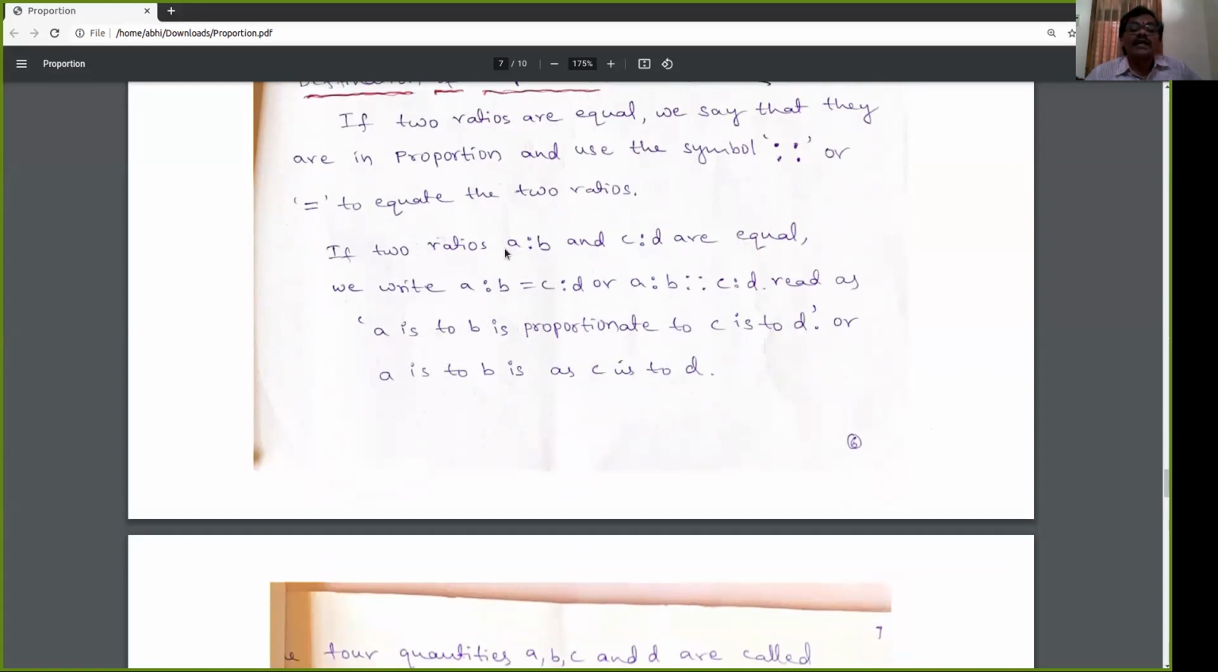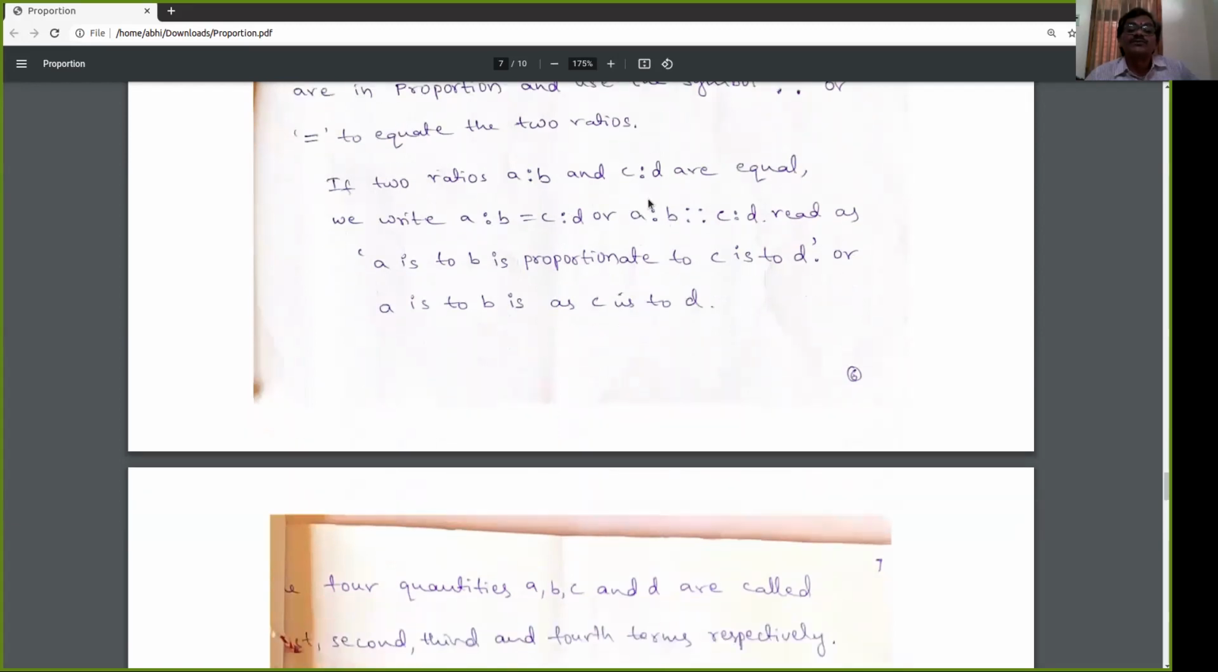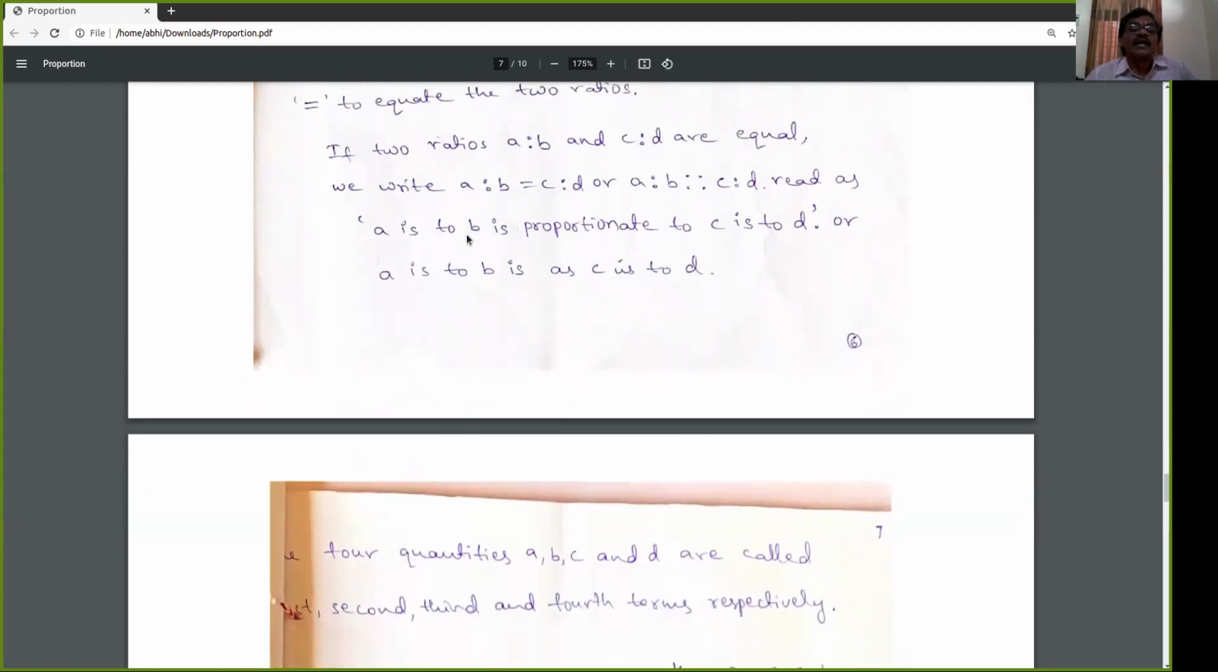If two ratios, a:b is one ratio and c:d is second ratio, if these two ratios are equal, then we write a:b equals c:d, or a:b is equivalent to c:d. We can say a, b, c, d are in proportion. The four terms a, b, c, d are in proportion if the two ratios are equal.